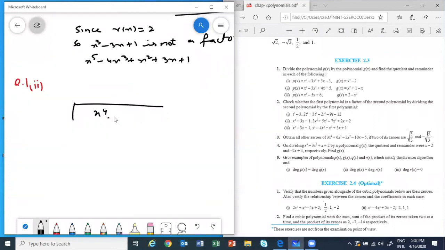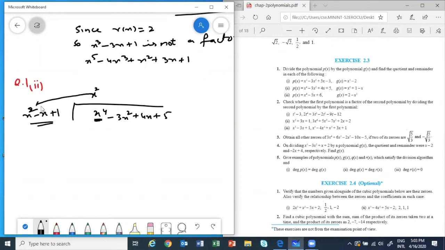x power 4 minus 3x square plus 4x plus 5 by x square minus x plus 1. Nishant, this you know now, because for a polynomial we have to take first the highest power, then lower power, then lower power. So we'll rearrange it. Now we want to eliminate x power 4. I should take x square here so that we can get x power 4.